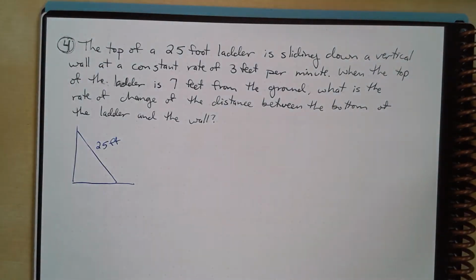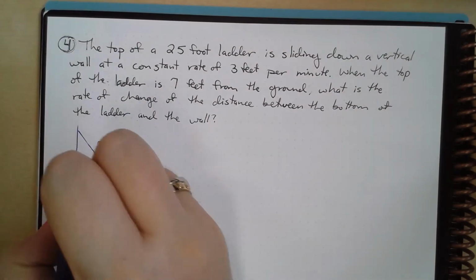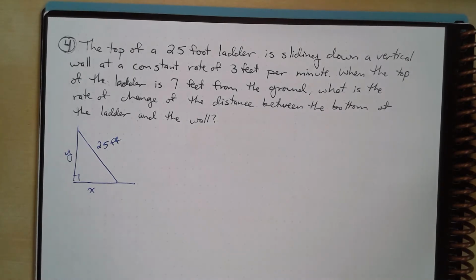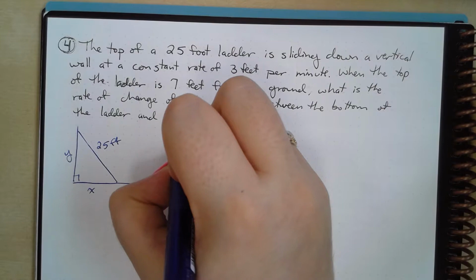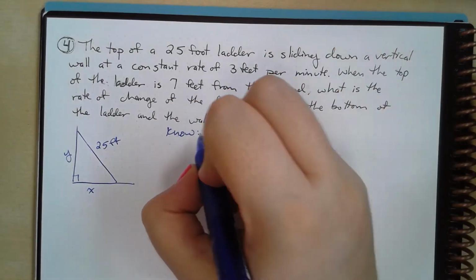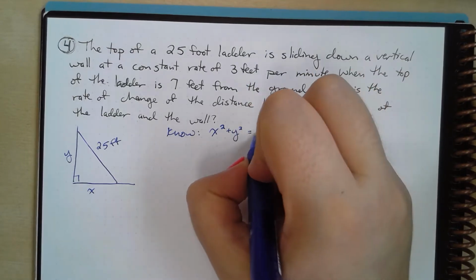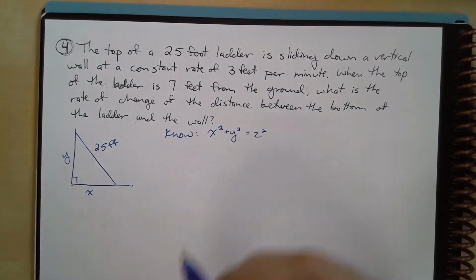It's sliding down a vertical wall at a constant rate. Well, you can see here that I've got a right triangle. So I'm going to call this my y, my x, just lining up with my axes. And I know that a right triangle is x squared plus y squared equals z squared, or A squared plus B squared equals C squared. You can do it however you want.